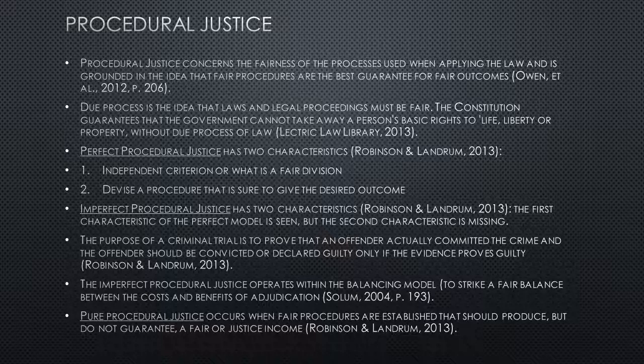The purpose of the criminal trial is to prove that an offender actually committed the crime, and the offender should be convicted or declared guilty only if the evidence proves guilt. The imperfect procedural justice operates with the balancing model. Pure procedural justice occurs when fair procedures are established that should produce, but do not guarantee, a fair outcome.